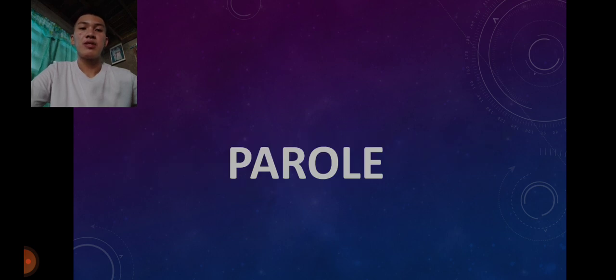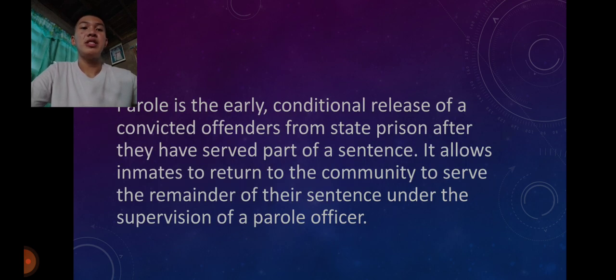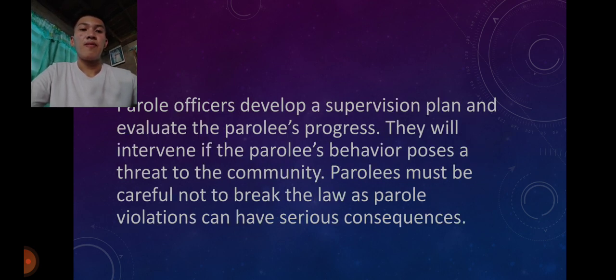Next is parole. Parole is the early conditional release of convicted offenders from state prison after they have served part of a sentence. It allows inmates to return to their community to serve the remainder of their sentence under the supervision of a parole officer. Parole officers develop a supervision plan and evaluate the parolee's progress. They will intervene if the parolee's behavior poses a threat to the community. Parolees must be careful not to break the law, as parole violations can have serious consequences.